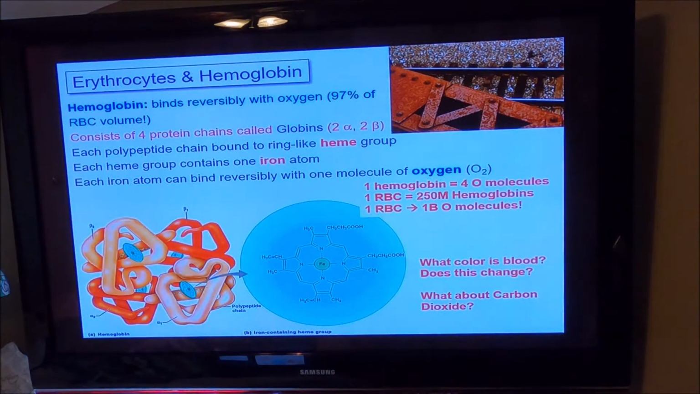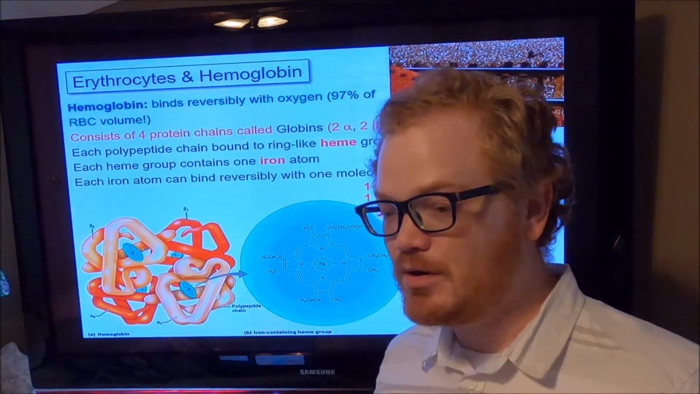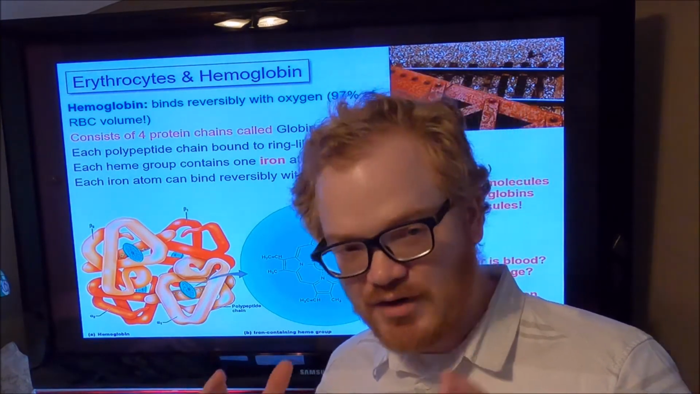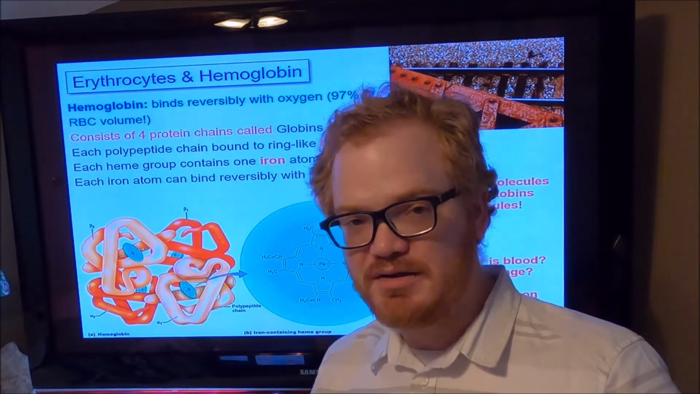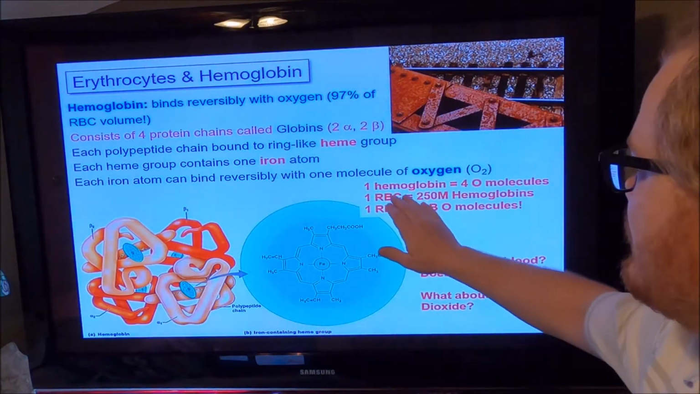Erythrocytes and hemoglobin. So let's talk a little bit about that hemoglobin. Now, the first thing I want to say here is that hemoglobin is a small quaternary protein structure. Okay, a very small quaternary protein structure by comparison to the size of a red blood cell. I've even got some numbers for you here.